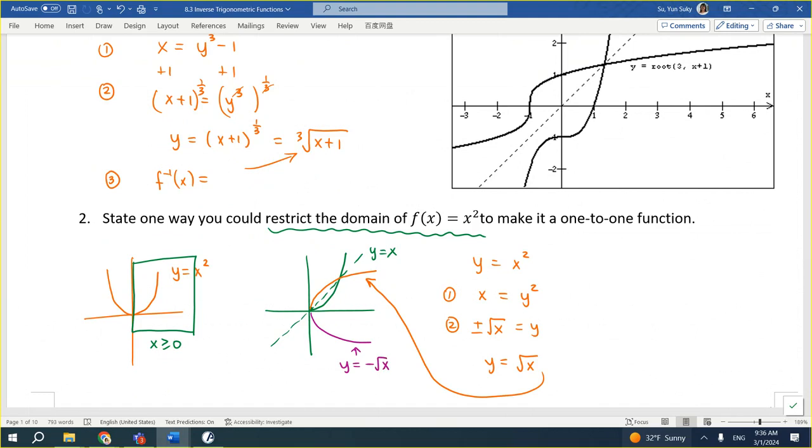Is that okay, everybody? So if you don't have a 1 to 1 function, you can restrict the domain so you get a 1 to 1 piece. Then you can find the inverse function. Any questions so far? So this is what we learned before.